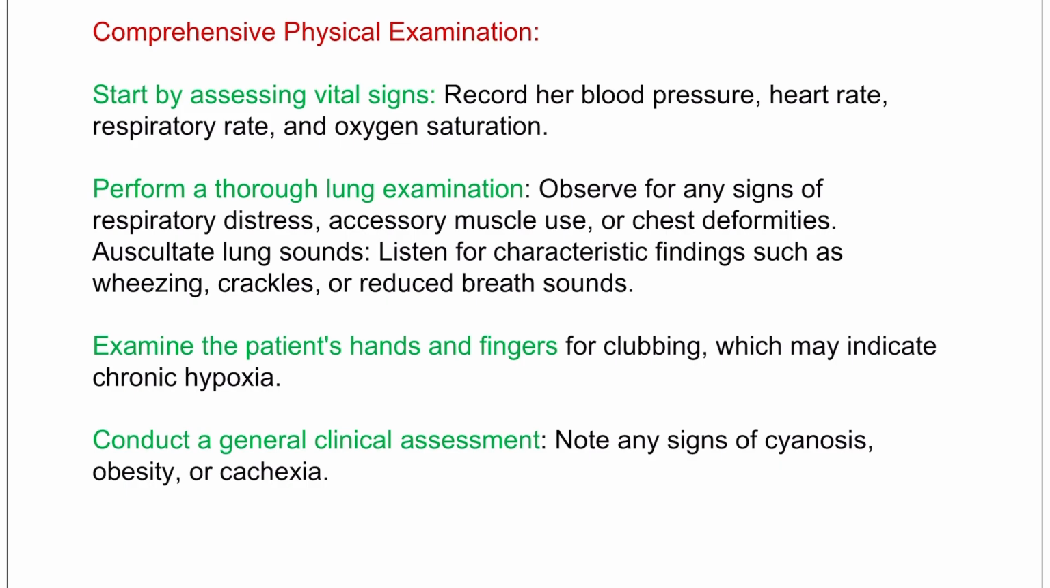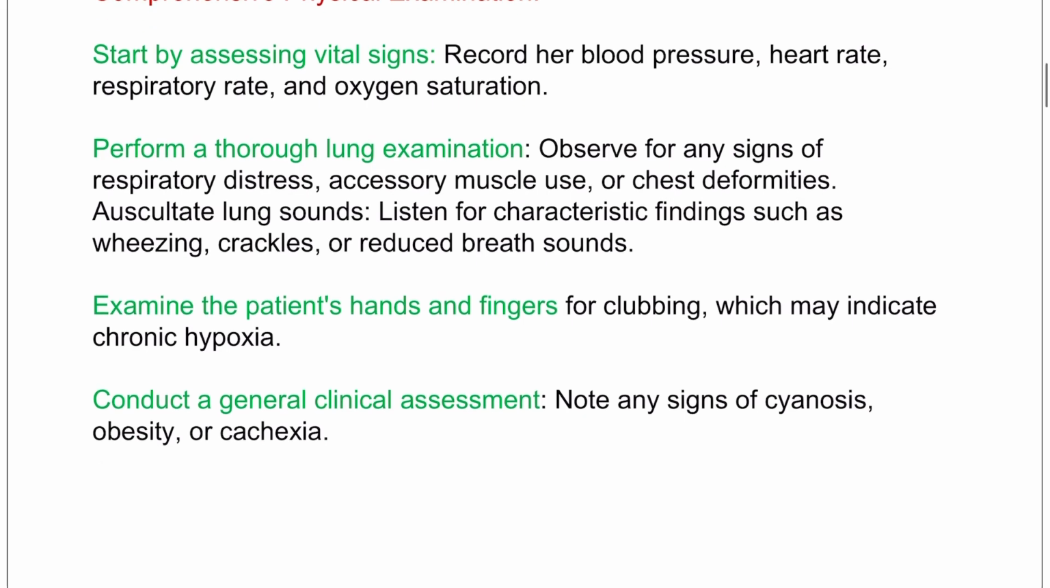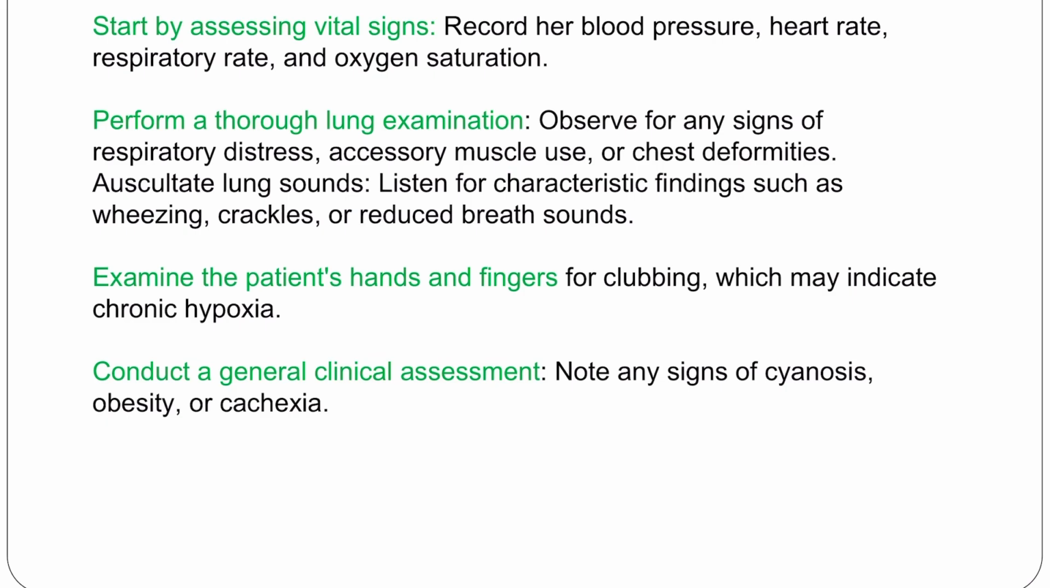Then, very important, you're going to examine the patient's hands and fingers because we want to look for any clubbing, which may indicate chronic hypoxia. And then, obviously, we have to do the general clinical assessment to see any signs of cyanosis, obesity, or cachexia. I will not mention it, but obviously you're going to include the cardiovascular examination as well. Look at the JVP, listen to the heart, and look for parasternal heave. Listen for any S3, S4, or any abnormality during the heart examination, because the patient presented with shortness of breath.